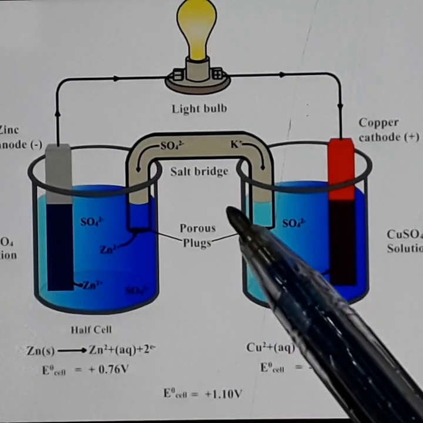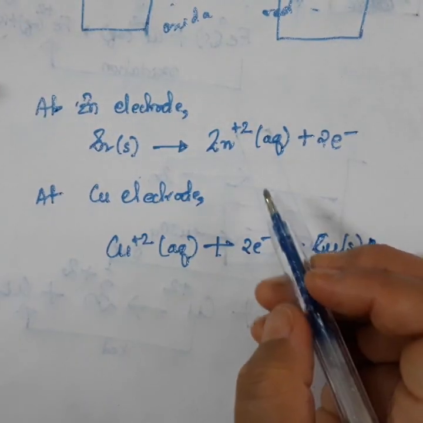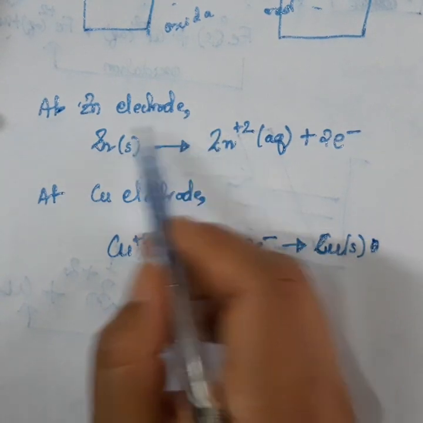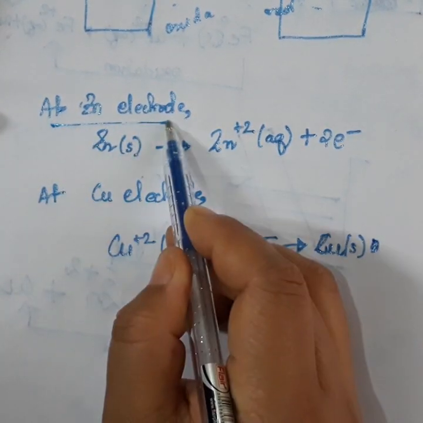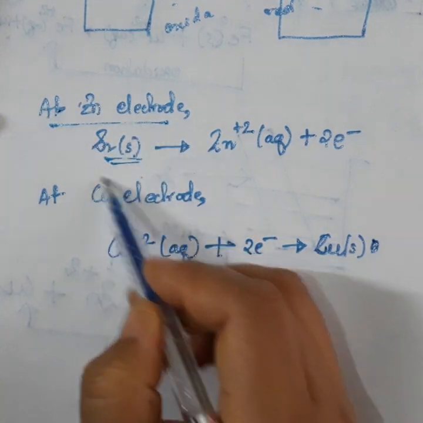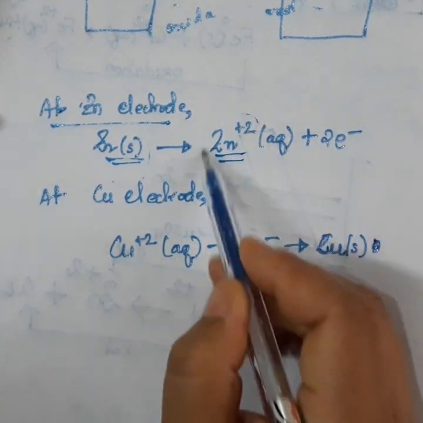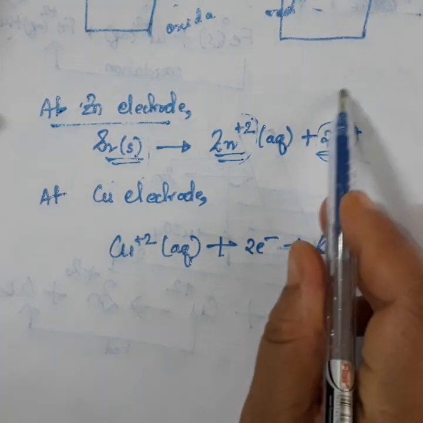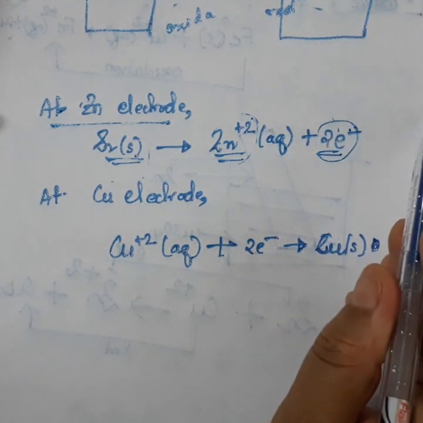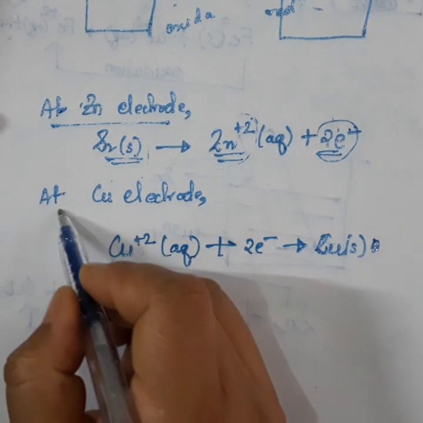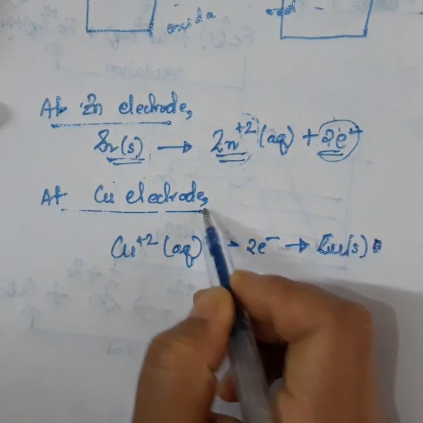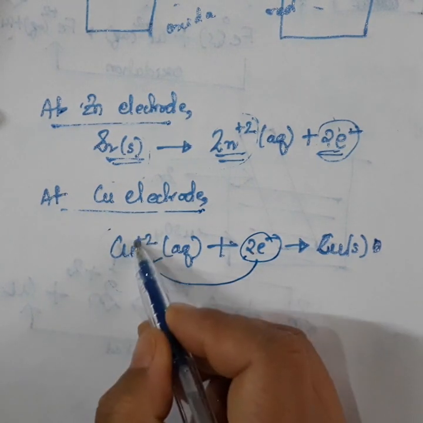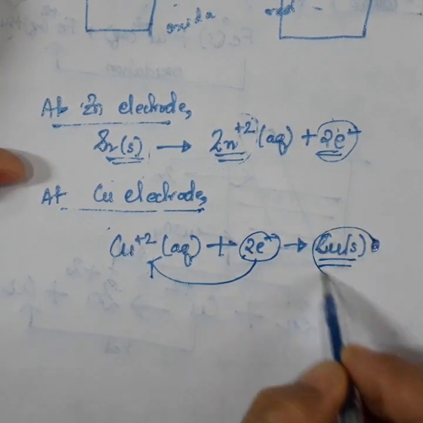Now again what we can say is, in galvanic cell or Daniell cell, at the zinc electrode, your zinc is getting oxidized to zinc ion and this electron will travel through the conducting wire, will reach this copper electrode, and there it will be accepted by the copper and that copper will get reduced.